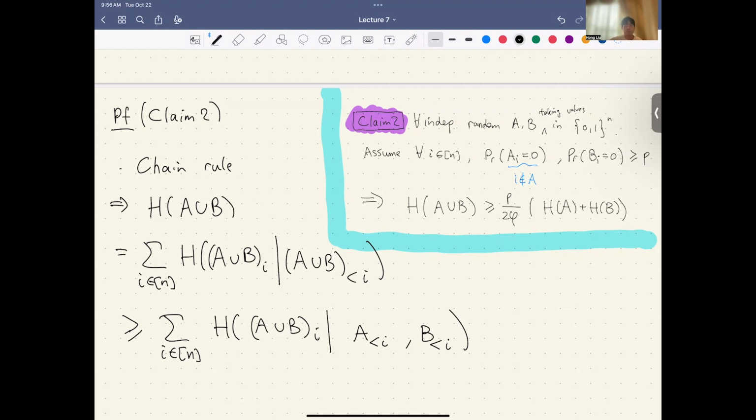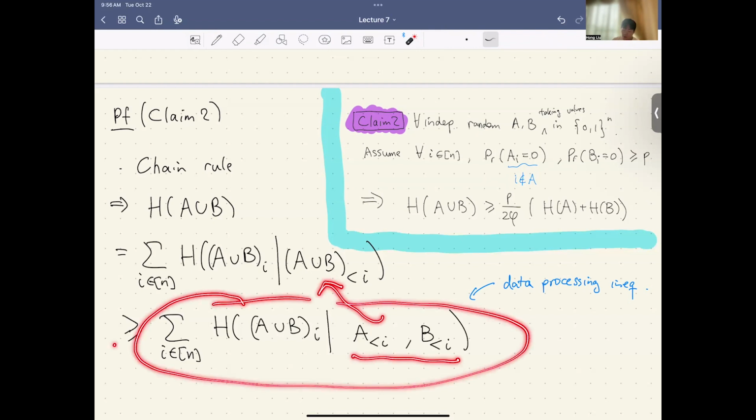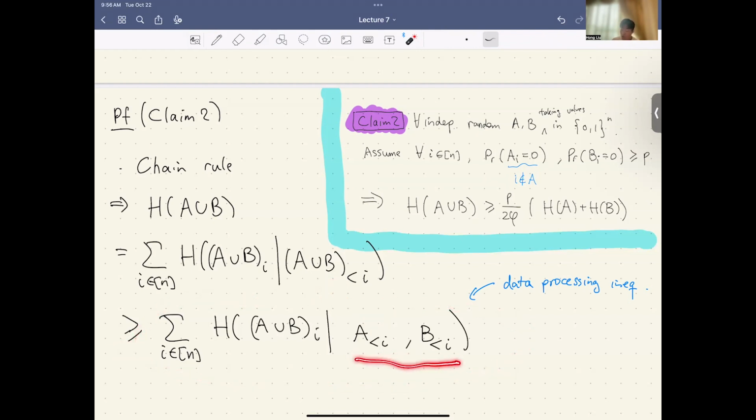Okay. This is also sometimes called data processing. Just some fancy name, but we've seen this before, right? If what's in the conditioning has more information than this guy, then the conditional entropy can only decrease. This is certainly more information because this is determined by these two.